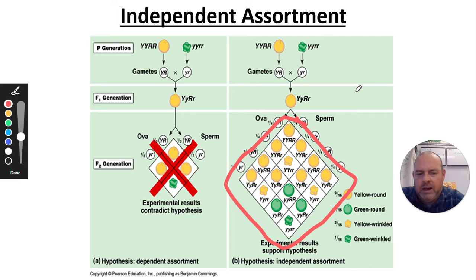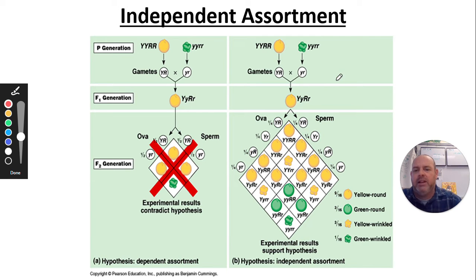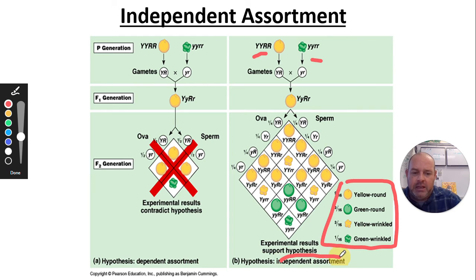And so they figured out that things had to be separating, right? So this is yellow round, and this is green and wrinkled over here. And so you would only have a few options, and you would only get the yellow round and the green wrinkled. Basically, you would only get what the parents were, right? But that's not how it works. We get other options over here. We have other phenotypes that are different from what the parents are. And so that lends itself to independent assortment.